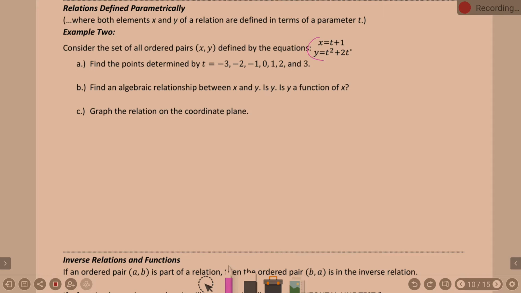Now, I know that probably doesn't make any sense mentioning it, but here's what we're looking at. This right here, x equals t plus 1 and y equals t squared plus 2t. That is a parametric relation. Because while yes, it talks about x and y, there's a third variable in there. It's our parameter, and that is the t. So when we talk about parametric equations, they look a little different because x and y are defined in terms of t.